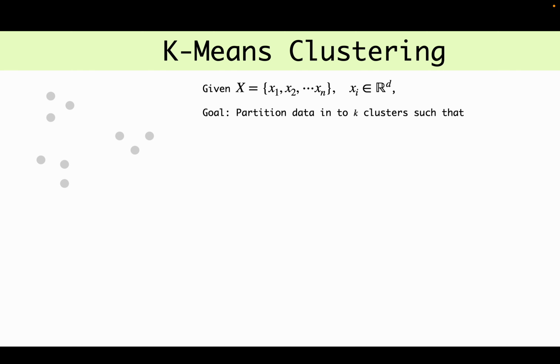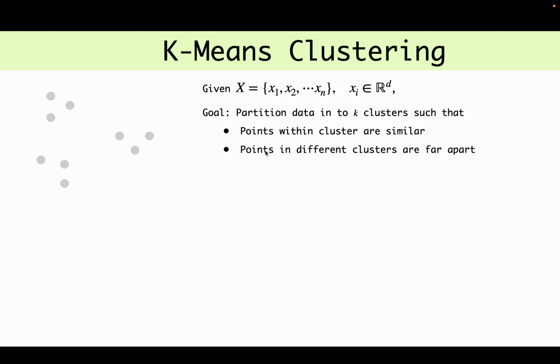Our goal is to partition this data into k clusters such that the points within the cluster are similar and points in different clusters are far apart. For example, we would like to group this whole set of points into k clusters such that each point is closer to the points of that particular cluster, and far away from the points of the different clusters. So we would like to find the assignment of each data point to a certain cluster such that this overall thing gets minimized.